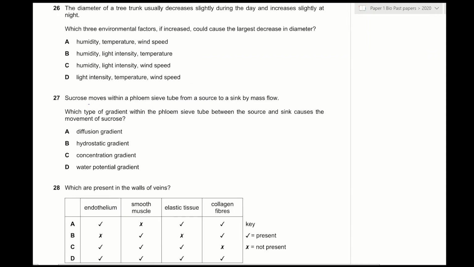26. The diameter of a tree trunk usually decreases slightly during the day and increases slightly at night. Which 3 environmental factors, if increased, could cause the largest decrease in diameter? So let's break down the question. Why does a decrease in diameter happen? During the day, the rate of transpiration increases, so more water molecules are removed out of the plant through the leaf through the stomata. Therefore, there is an increased transpiration pull.